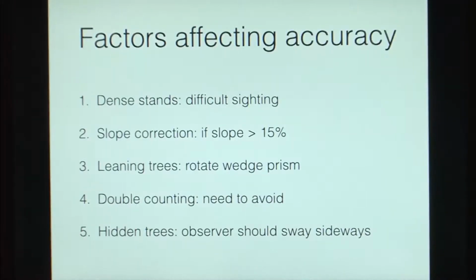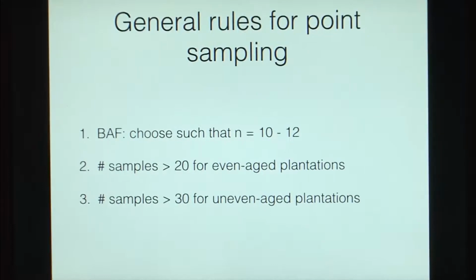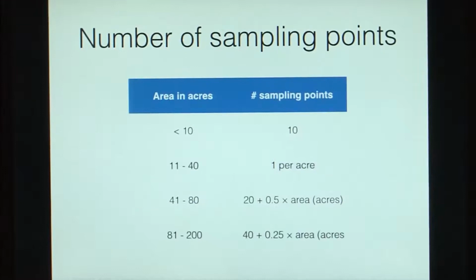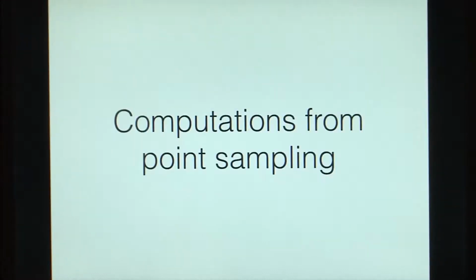There are a number of factors that affect accuracy in the case of PPS sampling. For instance, it is difficult in the case of dense stands. We need to correct for slope, and we need to correct for leaning trees. We need to ensure that there is no double counting when we go all around 360 degrees, and if there are some hidden trees, then we need to move sideways. Now, these are the general rules for point sampling. We choose a BAF such that the number of counts is between 10 to 12, and the number of samples is also given.